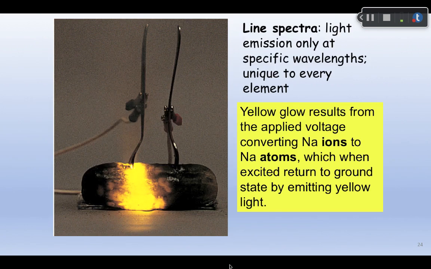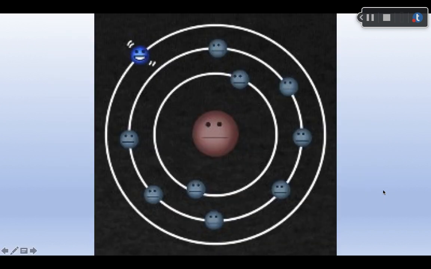All right. So another way of thinking about this line spectra, the yellow glow from the electric pickle is resulting from the applied voltage converting sodium ions back to sodium atoms, and when they're excited, they return to a ground state. Now we'll talk about ions later, but the ions from sodium are returning to a lower energy level, and they emit light when they do. And that's what the yellow color is resulting from. Only those certain kinds of transitions from a higher energy to a lower energy are going to occur, and light emission occurs when those transitions occur.